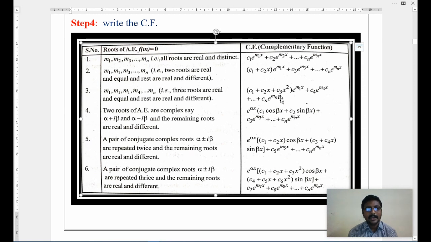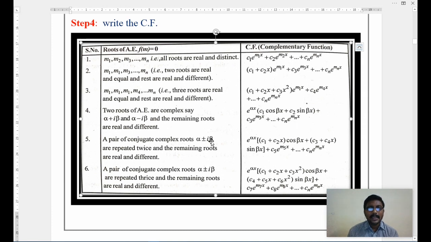Suppose two roots of the auxiliary equation are complex, that is imaginary roots of the form alpha plus or minus i beta, that is alpha plus i beta and alpha minus i beta are the two roots of the auxiliary equation. Then we define the complementary function as e power alpha x into C1 cos beta x plus C2 sin beta x plus C3 e power m3x plus C4 e power m4x plus and so on.